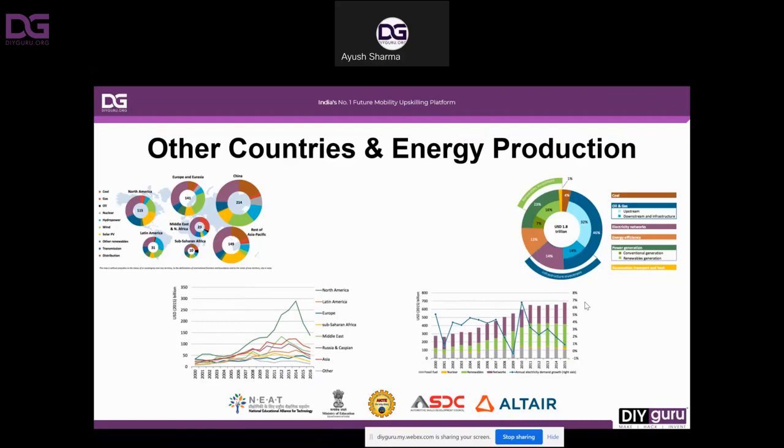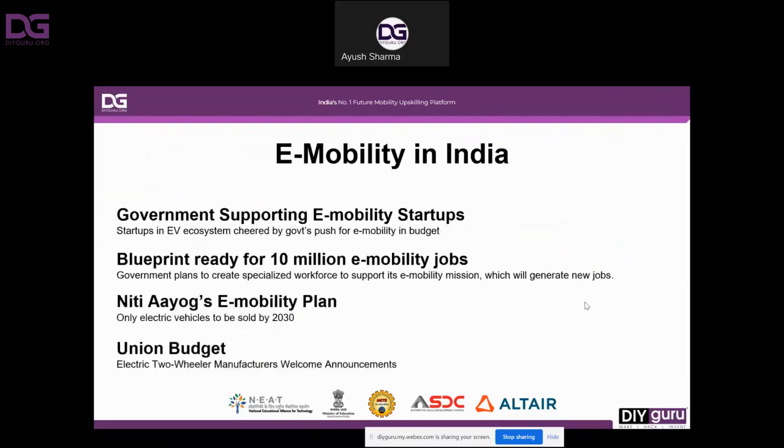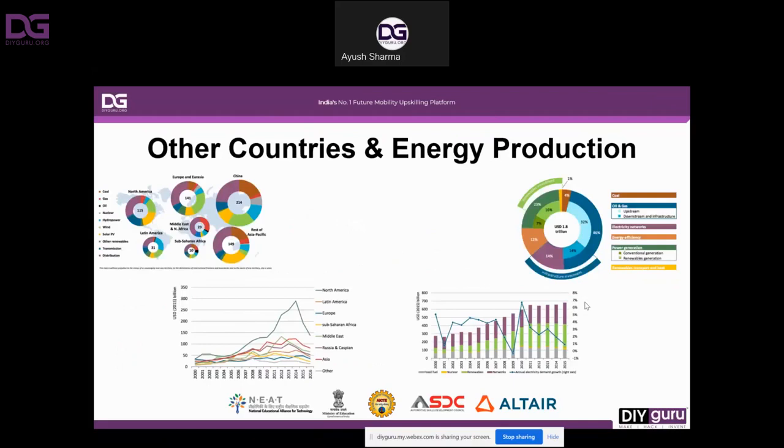Here we can also understand that we need renewable resources for this energy production. Then only can we justify electric vehicles. Otherwise there is no use of electric vehicles if we are producing the energy by means of non-renewable resources.